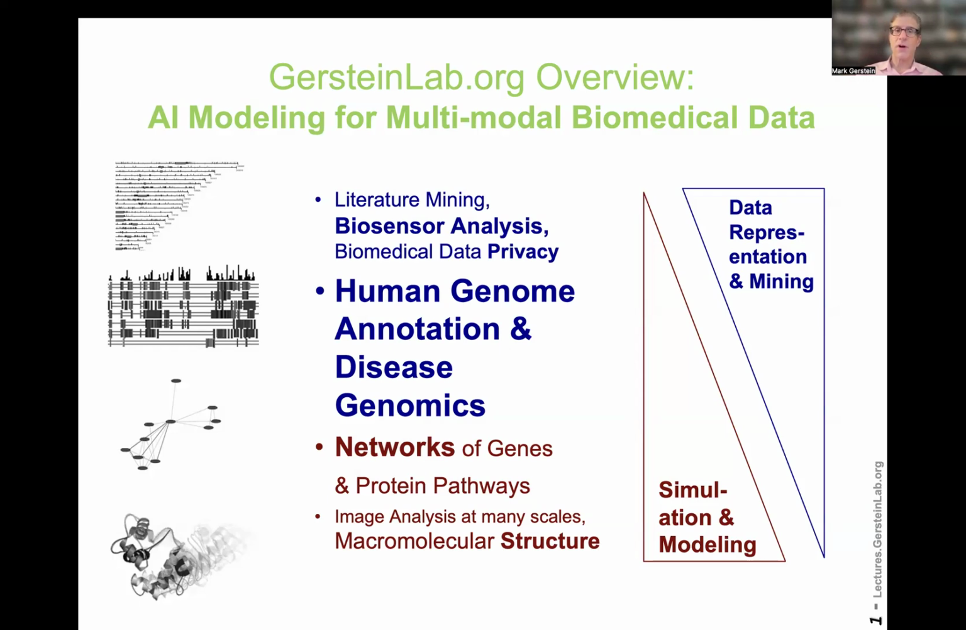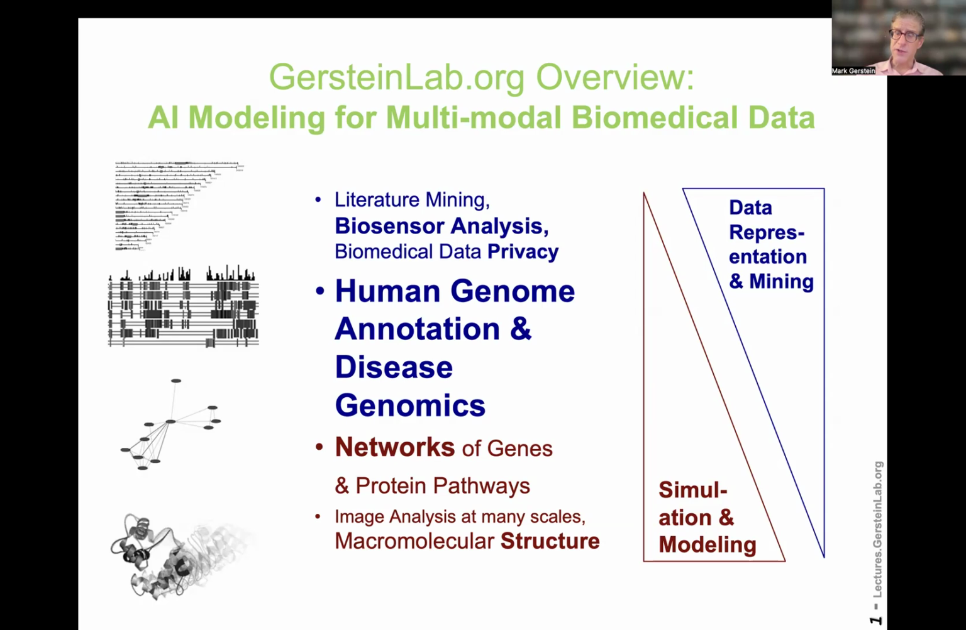So overall, we work on AI modeling for multimodal biomedical data. And we do a range of different calculations, and we work on a whole variety of different data. So in terms of the data we work on, on one hand, very data intensive things looking at literature, EHR data, also looking at biosensors. And one of the key things we think about in this realm is biomedical privacy. The center of what we work on is relating these things to the genome and relating them to genetic variants. And here we're really doing human genome annotation and disease genomics.